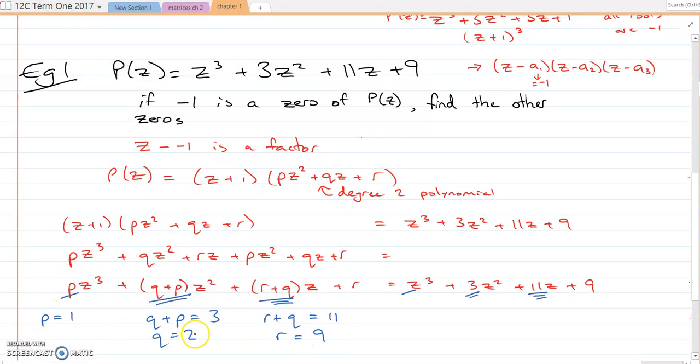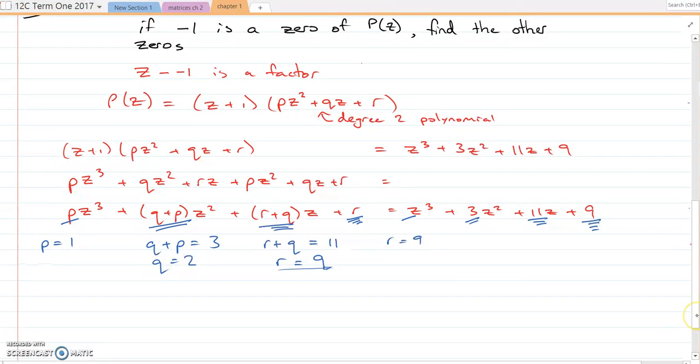So we've actually got all our numbers. We've got the 1, we've got the 2, and we've got the 9. P, Q, R. And just double checking, we've got the fourth one. We just make sure that we've done everything right. R equals 9, which we've already got here. Okay, so that's verified. Alright, so we've got our factors. So P of Z equals Z plus 1, and then P is 1, so that's Z squared. Q is 2, so we've got 2Z, and R is 9.